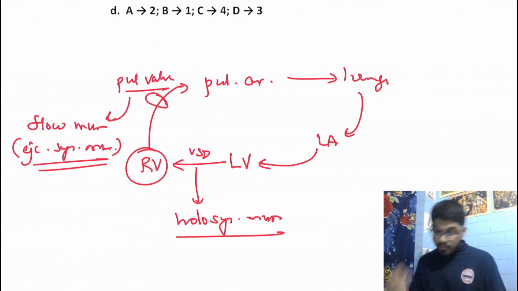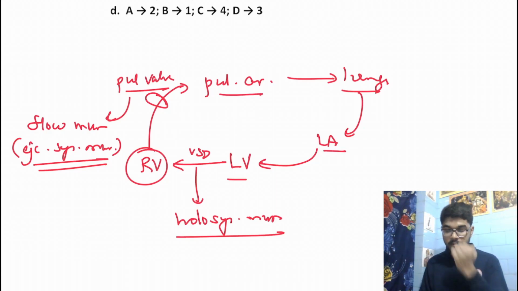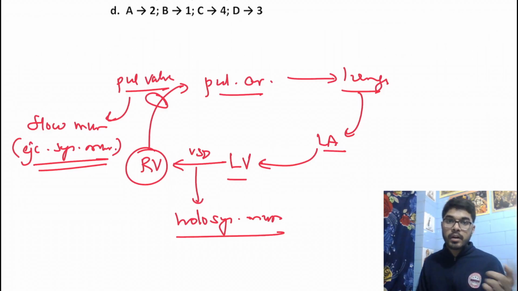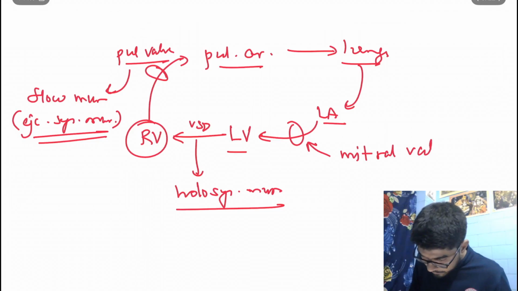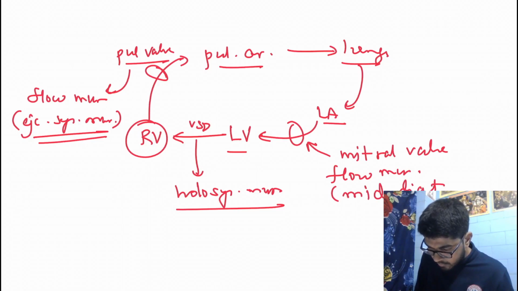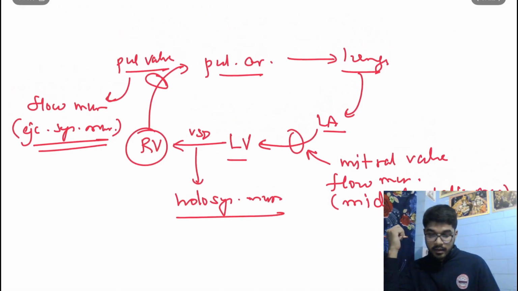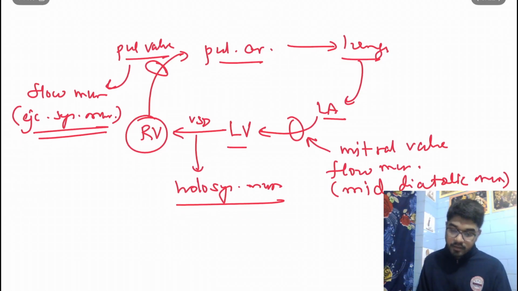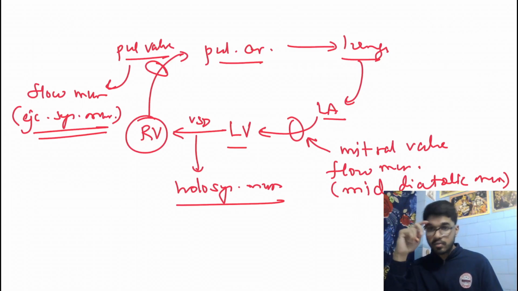Okay. Now increased amount of blood goes to the pulmonary artery, to the lungs, to the left atrium, to the left ventricle. The increased amount of blood is now passing from the left atrium to the left ventricle as well. Right over here, this is the mitral valve. With an increased flow, over here also we would get a flow murmur, and this time it would be a mid diastolic murmur. So these are the two flow murmurs that are associated, one through the pulmonary valve, another through the mitral valve, besides the holosystolic murmur.